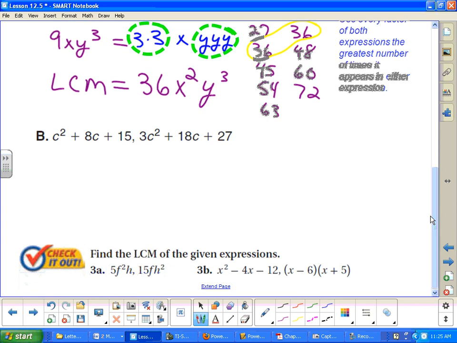Okay? Letter B. So we're going to write these in factored form. We have c plus 5 and c plus 3 for c squared plus 8c plus 15.